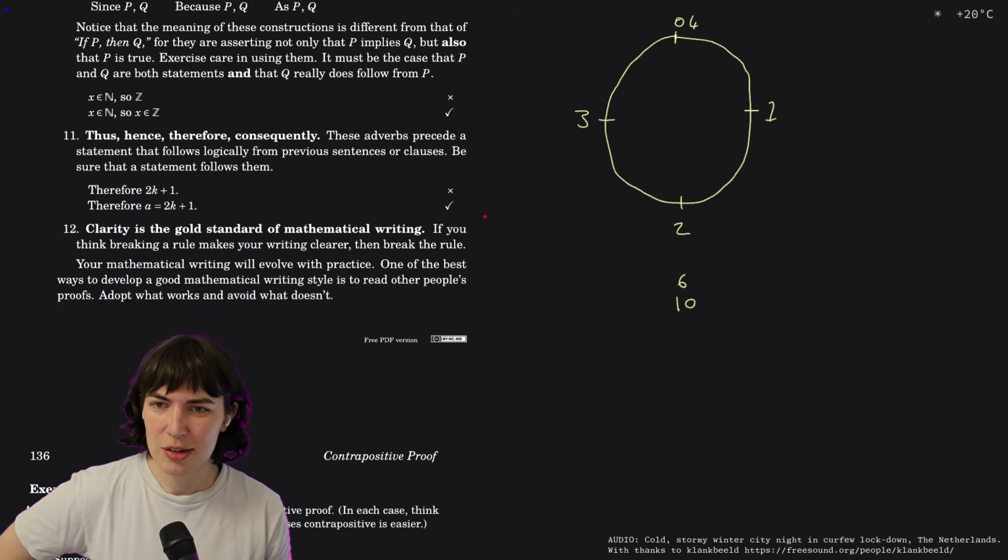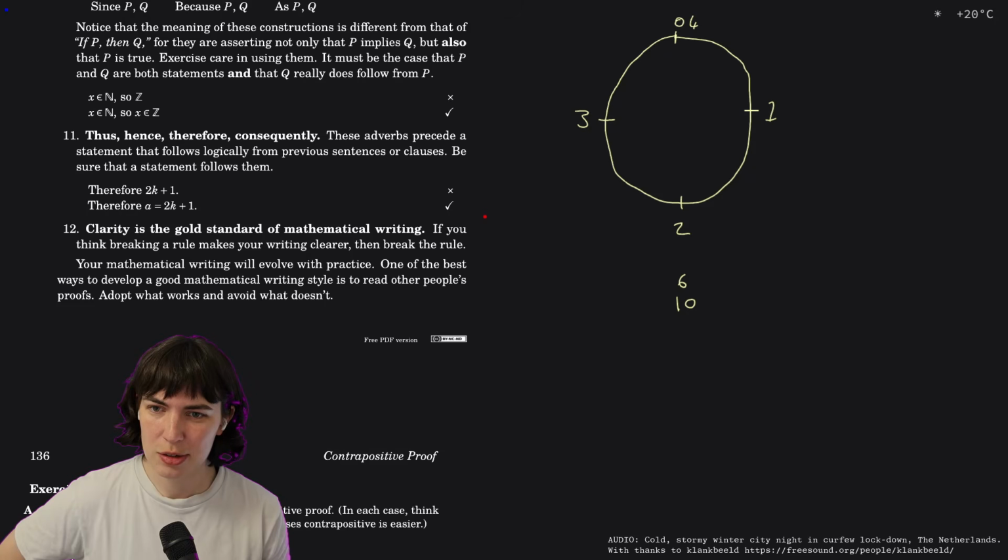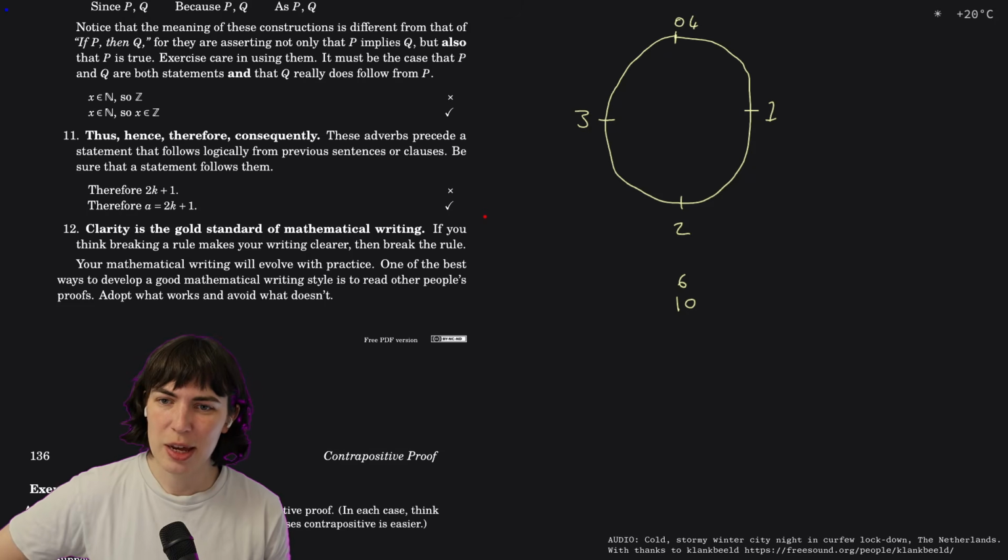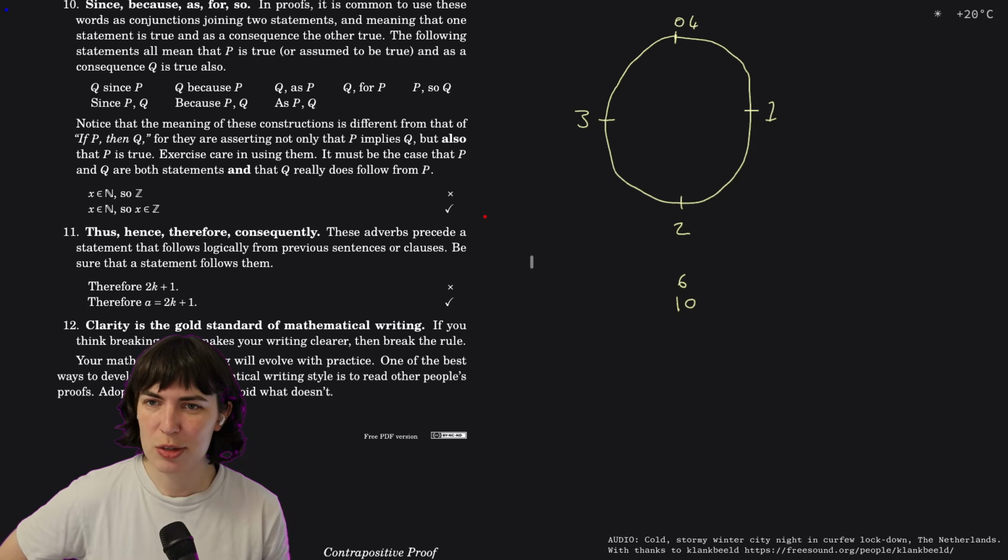11. Thus, hence, therefore, consequently. These adverbs precede a statement that follows logically from the previous sentences or clauses. Be sure that a statement follows them. Therefore 2k plus 1, therefore a. Yeah, so that first one is bad because it's not actually a statement. Therefore, a is equal to 2k plus 1. Okay, fine. That one is allowed.